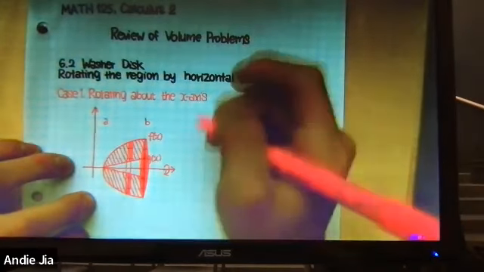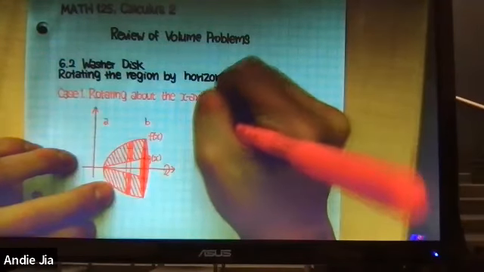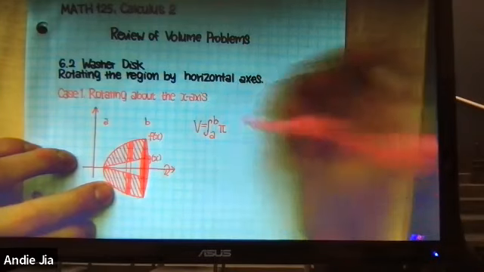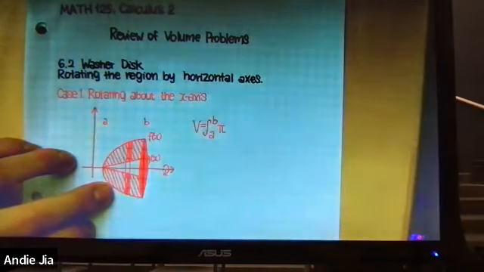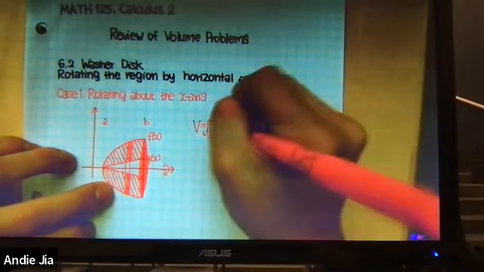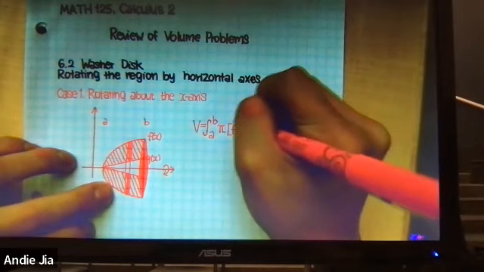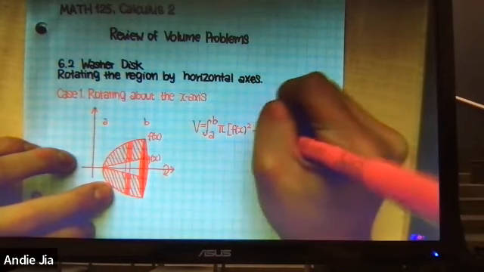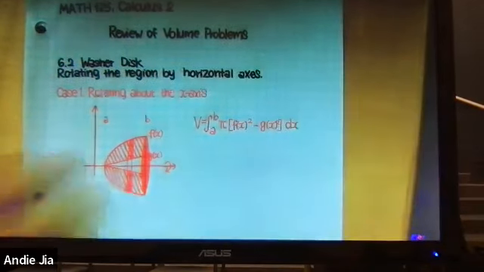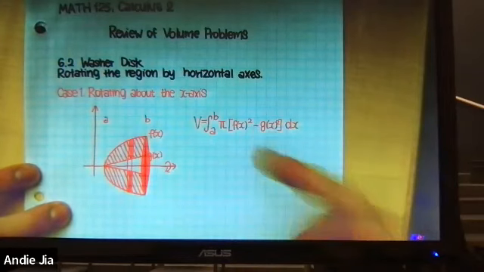And the volume is, from a to b, pi times the area function. So just f of x minus g of x, pi times f of x squared minus g of x squared, dx. If it's one curve, treat g of x as 0.